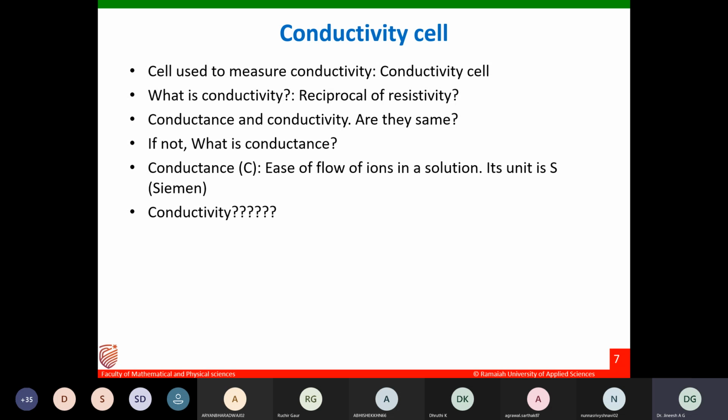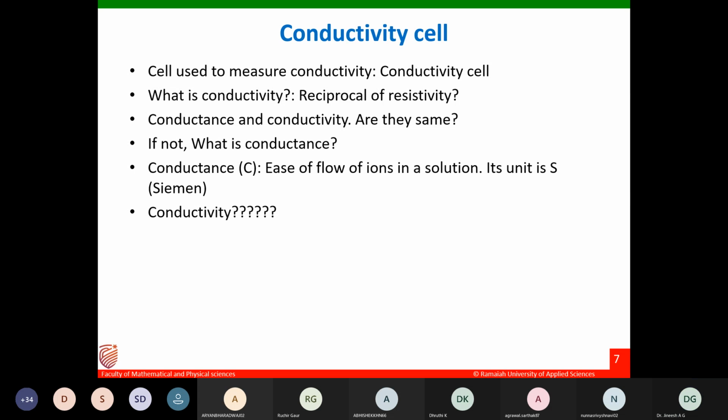Are conductance and conductivity the same? No, sir. They are different. So first we will study what is conductance. Conductance is the ease of flow of ions in a solution. How easily the ions move through a solution. That is known as conductance.